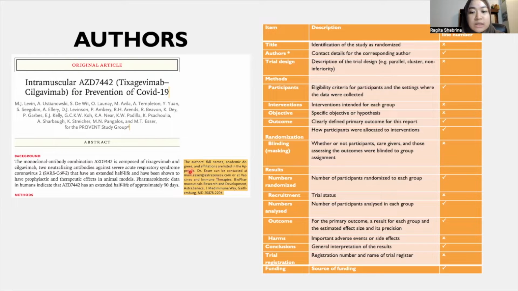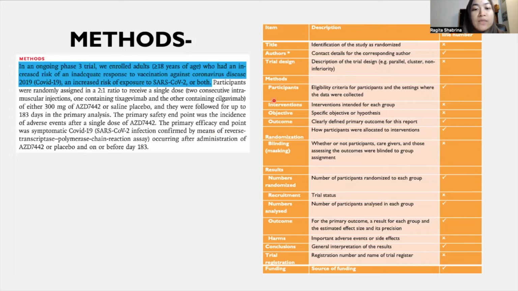As we know on the highlight, the yellow one is the authors' full names. Academic degrees and affiliations are listed in the appendix. The author name is Dr. Asser, and he can be contacted at the email of Dr. Asser. And next, there is no trial design. And we move on to the methods.